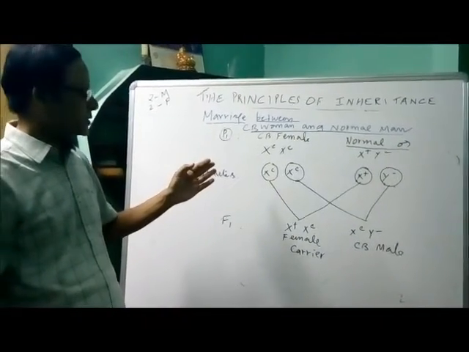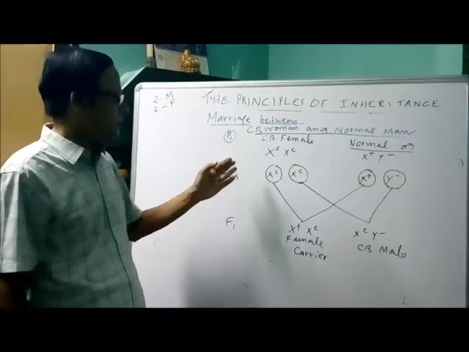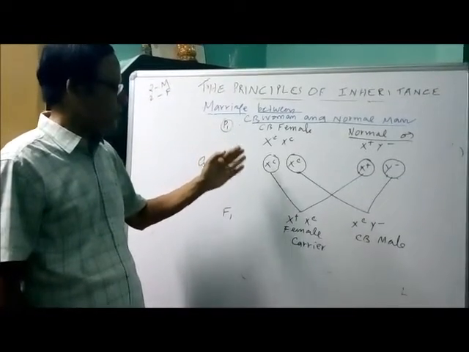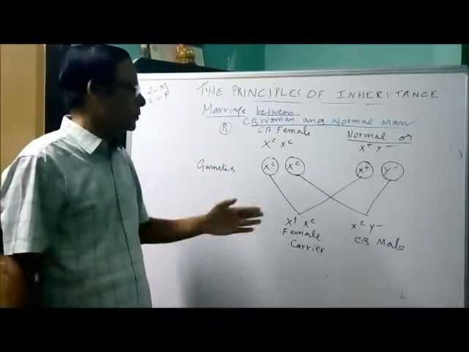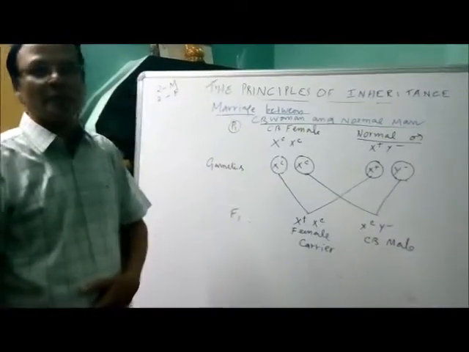So the gene is transmitted from female to male and male to female. That's why it's called crisscross inheritance.